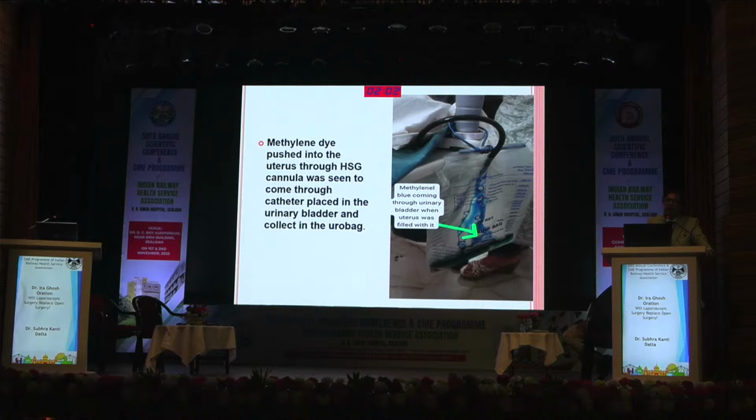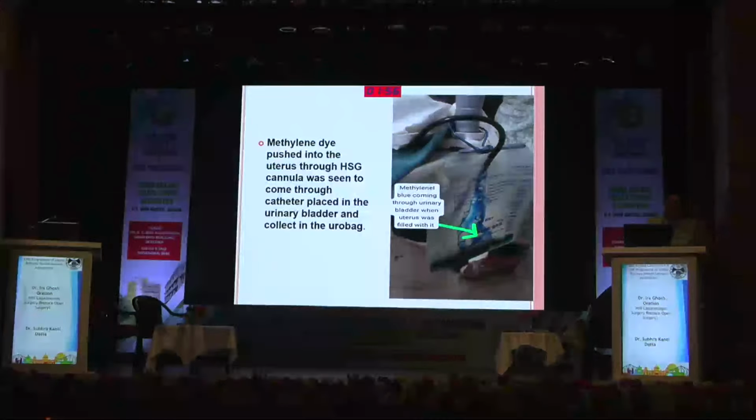Now we had an intuition that this is a case of uterovesical fistula. Methylene blue dye was pushed into the uterus through the HSG cannula, and it was seen that the dye is coming through the catheter placed inside the bladder.